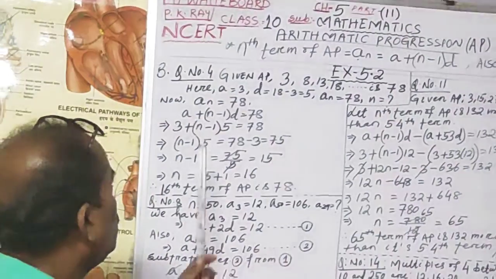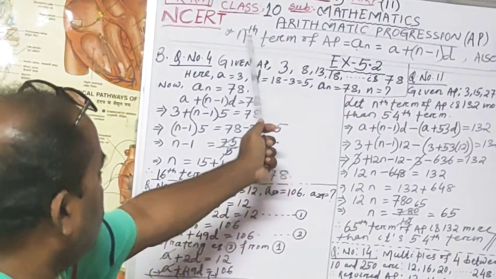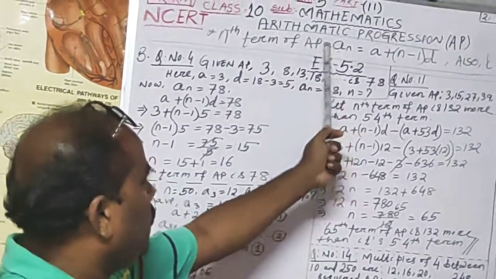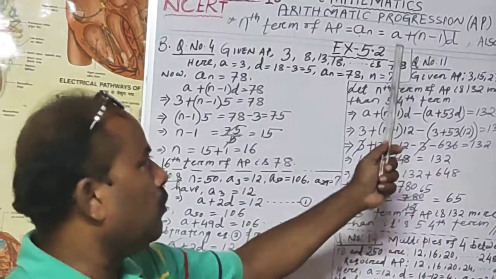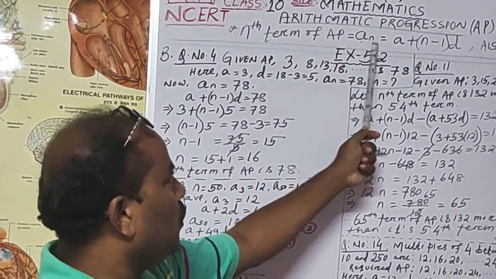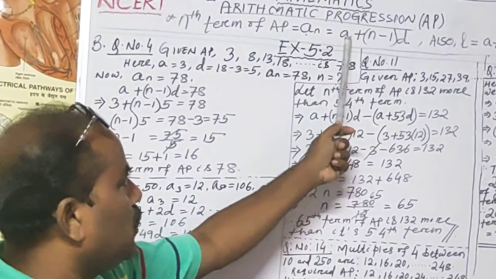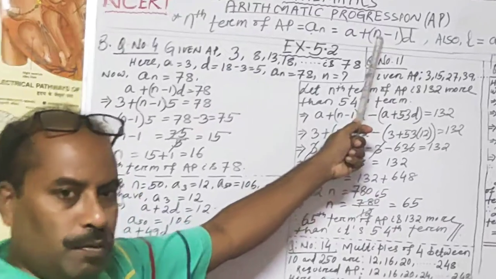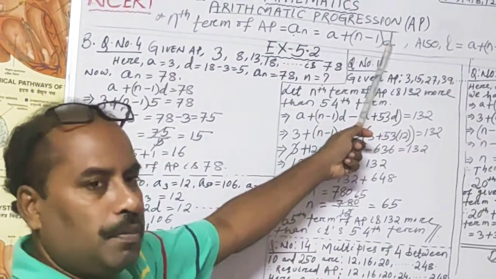Now the questions are in your exercise 5.2. The formula is for the nth term of an AP. We generally denote it an or tn. Sometimes we write tn, sometimes we write an. The nth term formula is a plus n minus 1 into d. a is the first term, n is the number of the term we have to find out, if it is given then we can put it here, and d is the common difference.